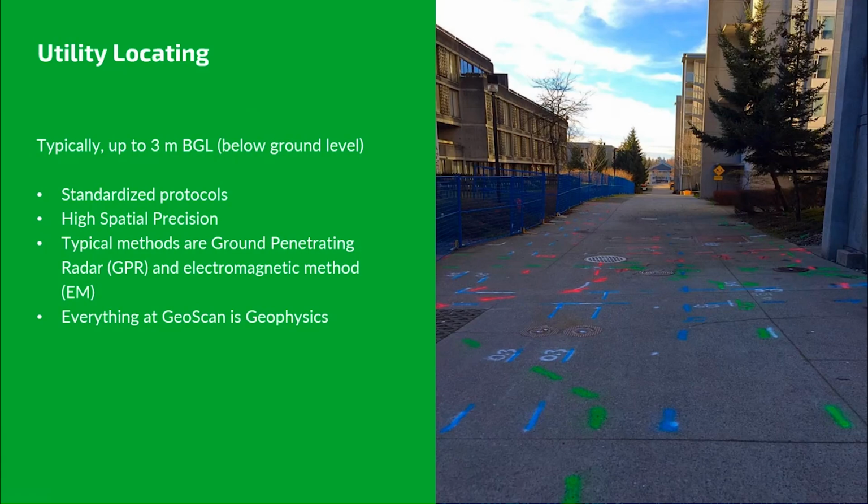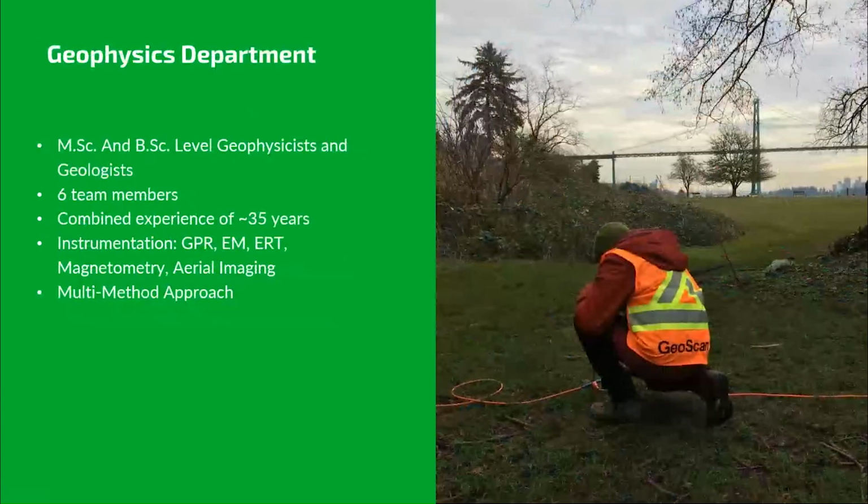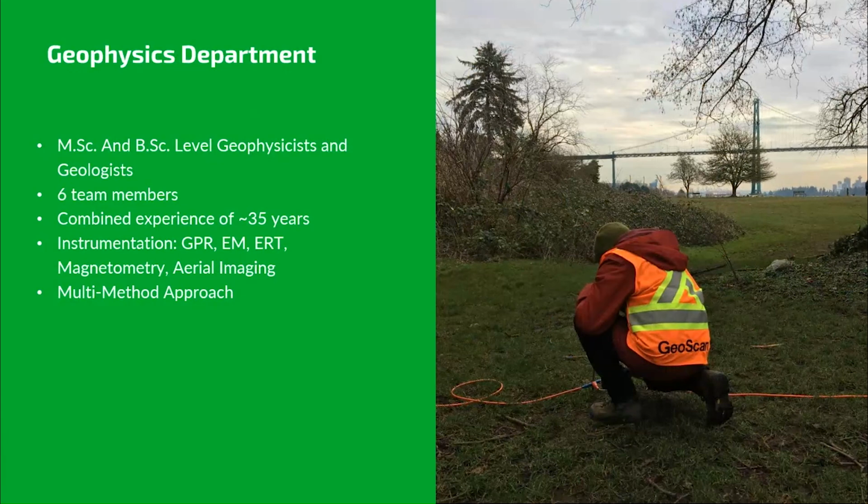services as well. The geophysics department within GeoScan is a relatively small department, fairly specialized because it is not as well established as utility locating. We have geophysicists and geologists on board. We have 6 team members at the moment, and we have a combined experience of 35 years with various fields, various specialties. We are using GPR, EM, ERT, magnetometry, and aerial imaging. I'm going to go into the details of those methods in the next few slides.